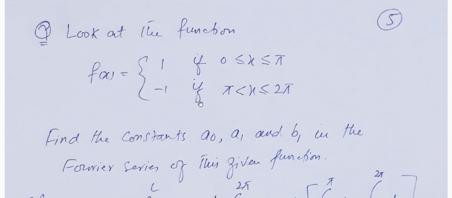Otherwise in the exam we may not ask a piecewise defined function. We can ask a piecewise defined function, but we can also ask even a direct simple function, and then you have to find the constant terms a naught, a n, and b n. And again in the exam, instead of asking a n and b n, we can ask to find a2, b2, or a5, b5, and then you can replace n with that number and you can solve.